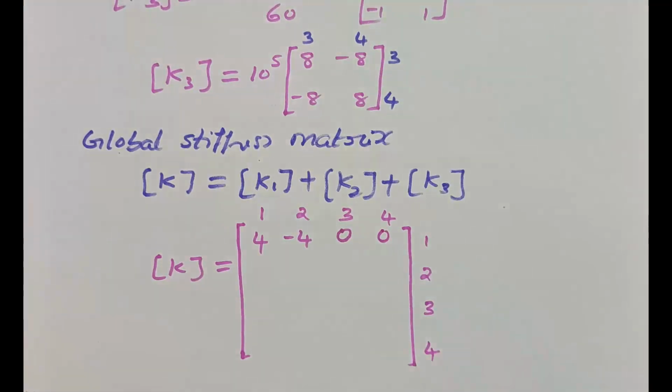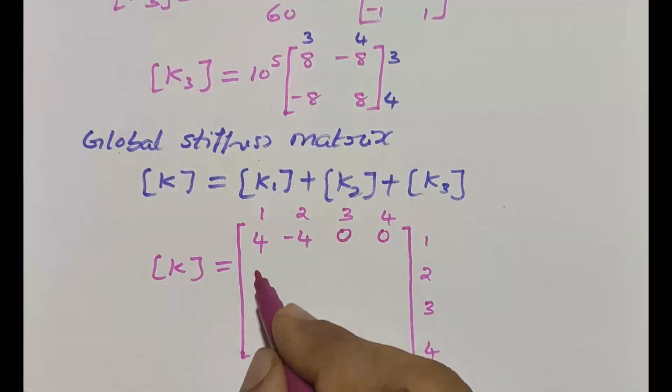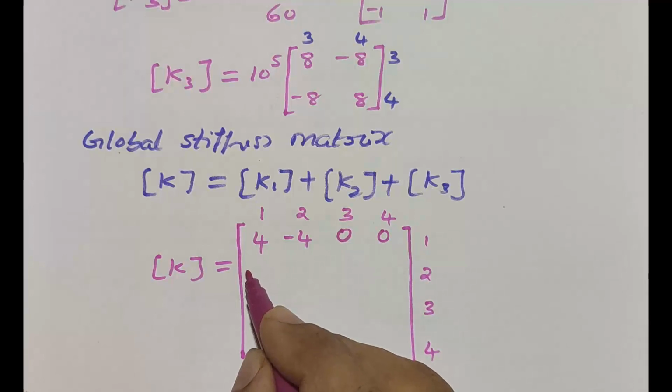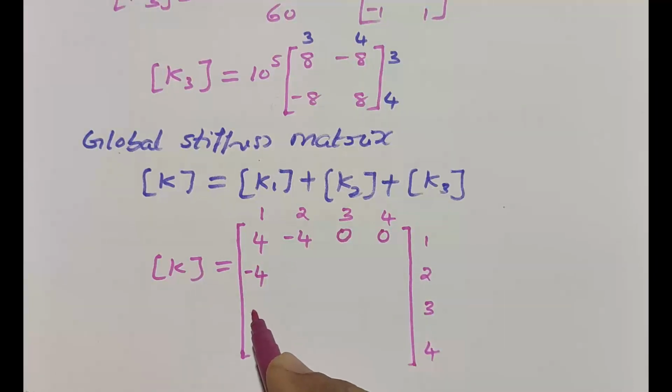We know the properties of stiffness matrix. It is a symmetric matrix. Therefore, here I can write -4, 0, 0.